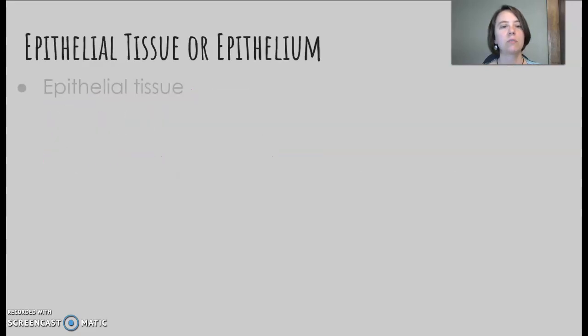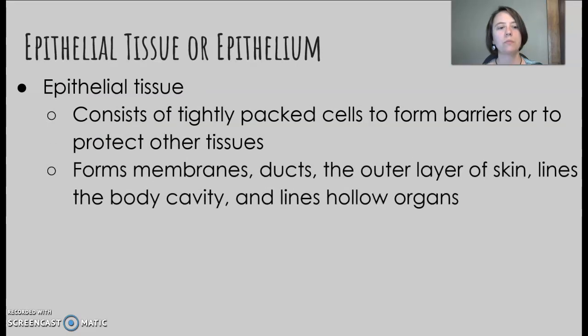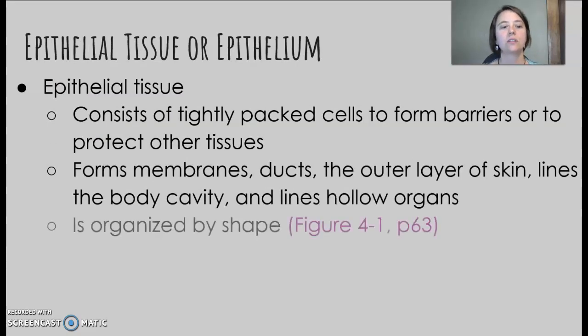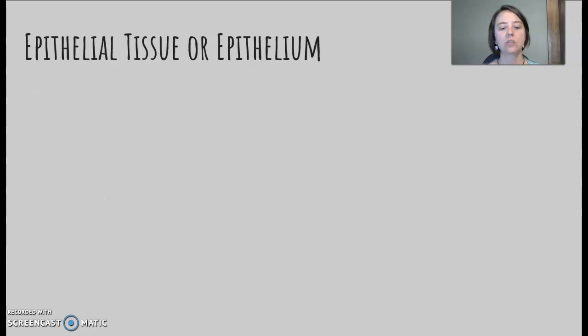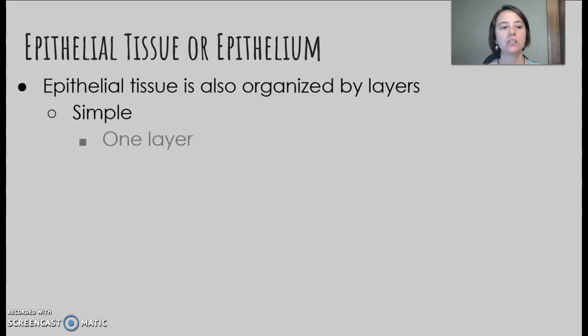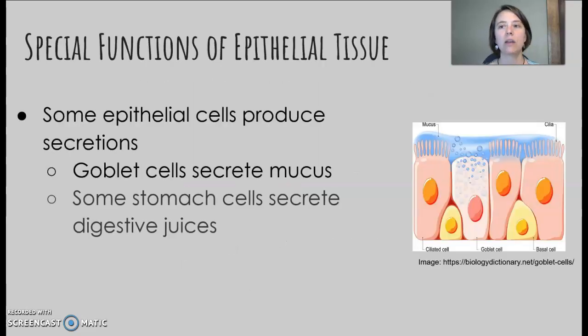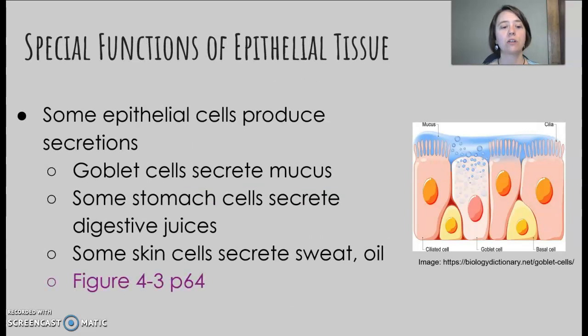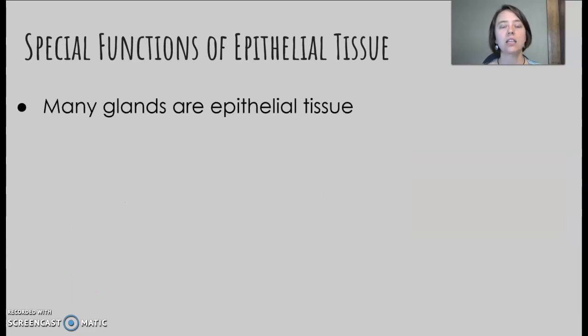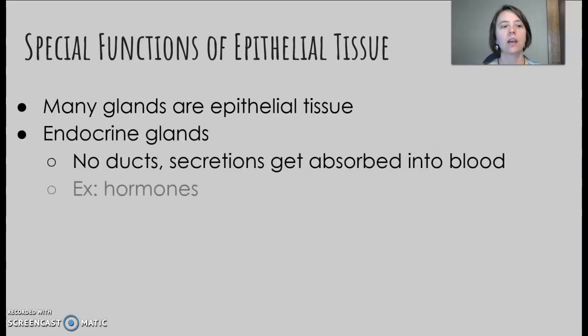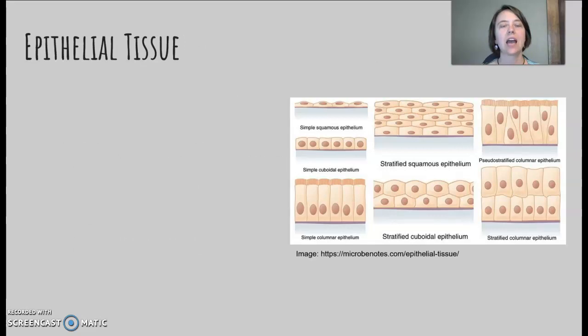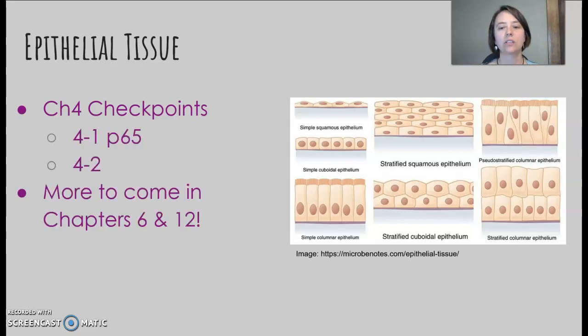And then we learned about epithelial tissue, and those often form barriers, and they are organized by shape: flat, square, long and narrow, simple, cuboidal, and columnar, and by how many layers there are: simple, stratified, or pseudostratified. Some of them have special functions and will produce secretions like digestive juices or mucus. And epithelial tissue makes glands, exocrine, which goes out, and endocrine, which goes into your bloodstream. And we looked at the different categories here.